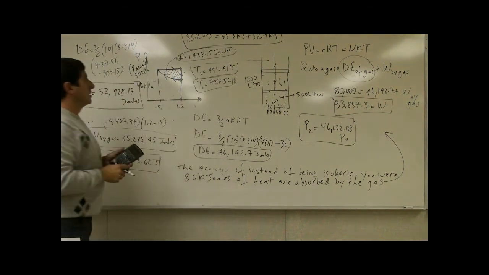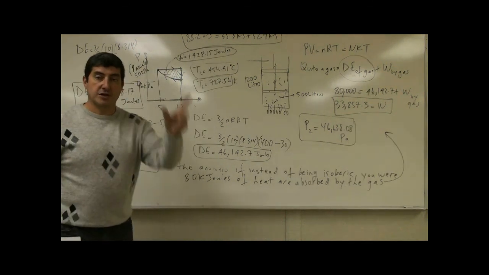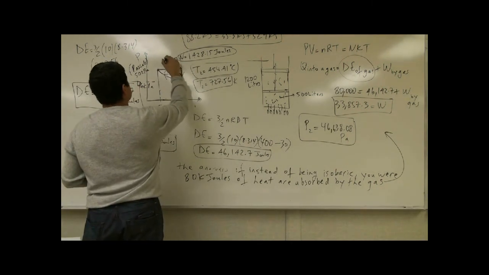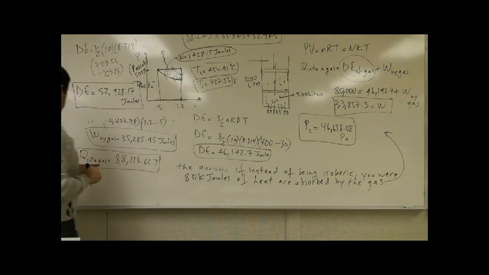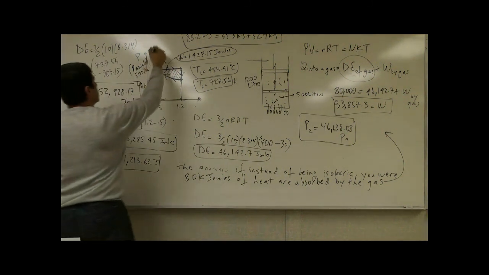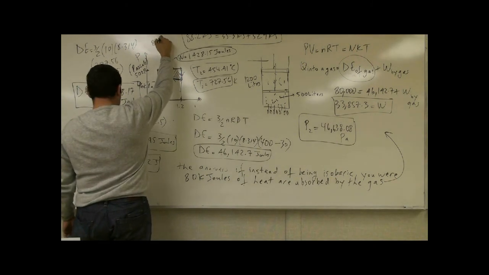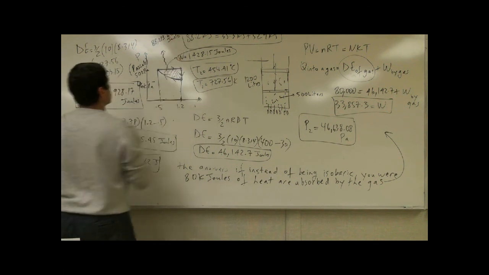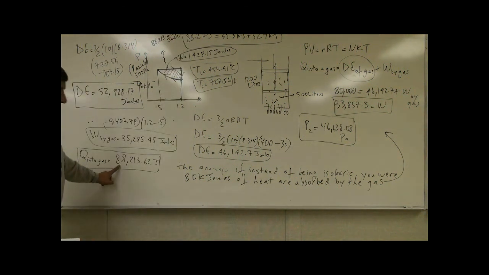Okay? How much heat would have come in during that whole process? Well, during the forward process, how much heat comes in? This one, 88,213.62 joules. Right? Because we already have that.